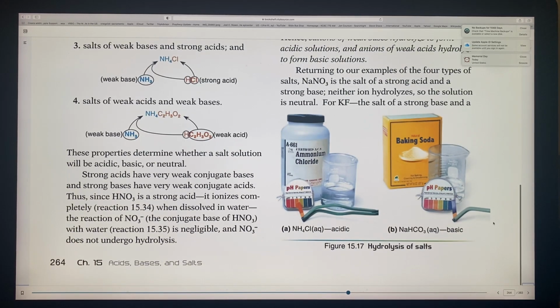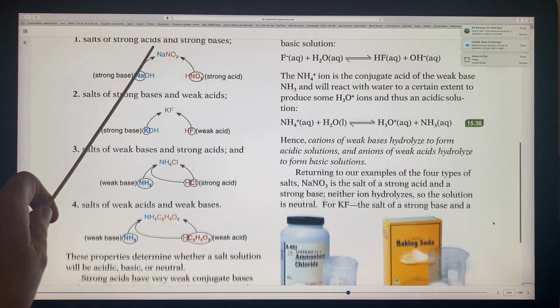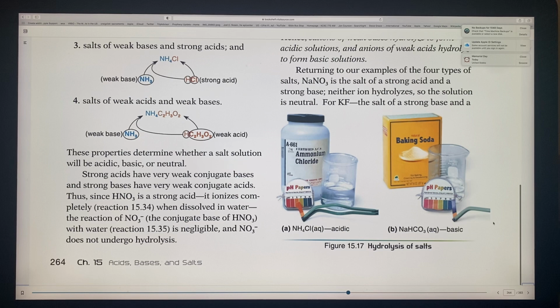So these properties determine whether a salt solution will be acidic, basic, or neutral. So we're looking to see, is this one going to be neutral, like some of these, or is it going to be influenced and be a little bit basic or acidic? So it says here, strong acids have very weak conjugate bases, and strong bases have very weak conjugate acids.